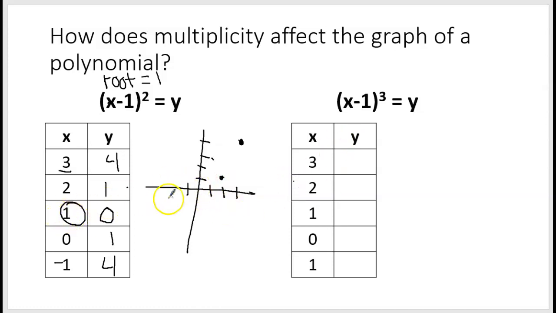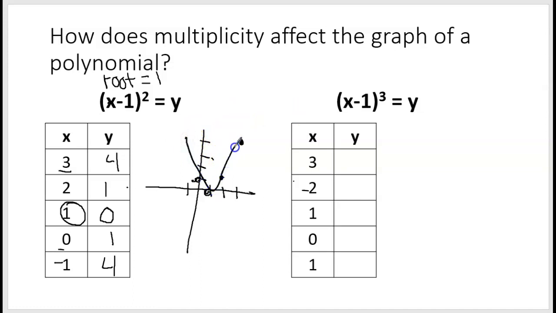At 1, I have a y value of 0. And then at 0, I have a y value of 1 again. And then at -1, I have a y value of 4. Now, if I go through and connect all these together, I want you guys to notice what happens.